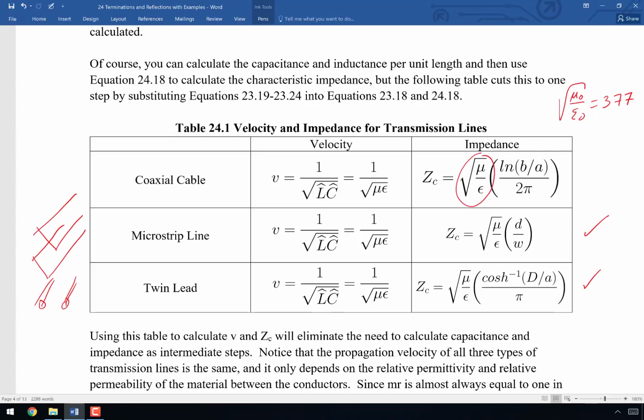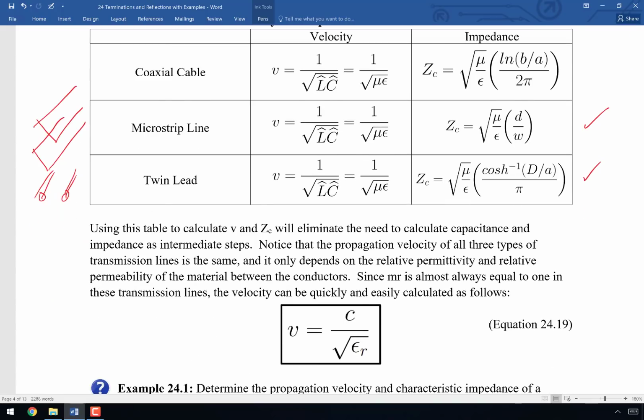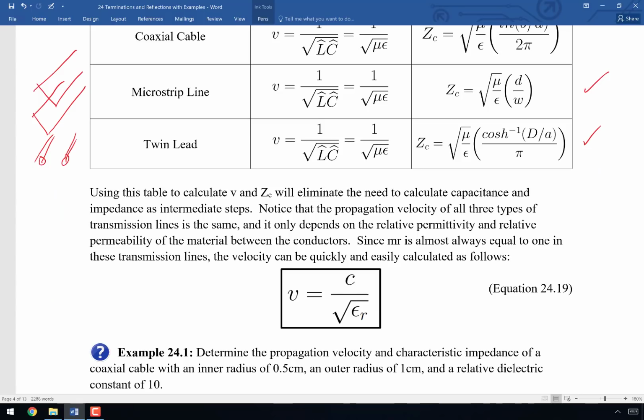So when we're calculating these quantities, we can use that 377 as a little shortcut, and I'll show you that in a couple of the examples. Another thing I wanted to draw your attention to is that 1 over the square root of mu times epsilon is equal to 1 over the square root of mu sub 0, mu sub r, epsilon 0, epsilon r. But mu sub r is almost always going to be equal to 1. And therefore, this is going to be 1 over the square root of epsilon r times 1 over the square root of mu sub 0, epsilon 0, and that is equal to c.